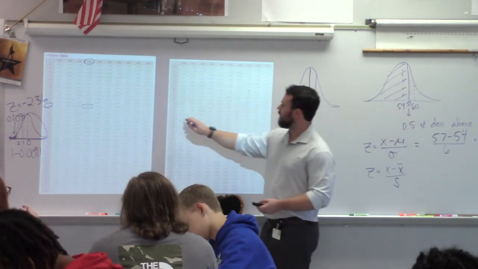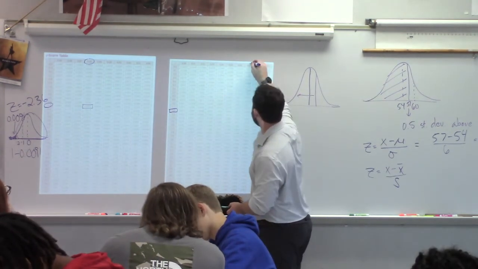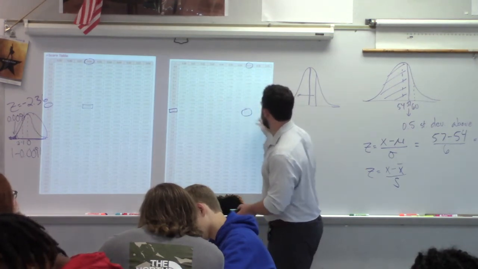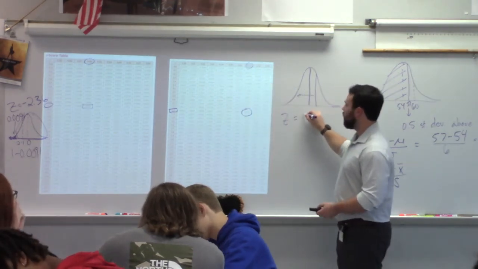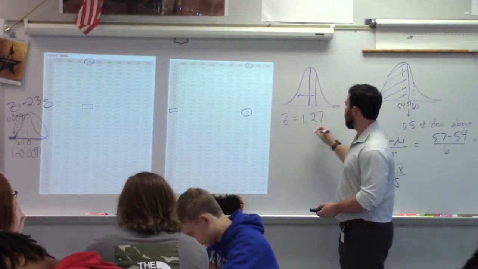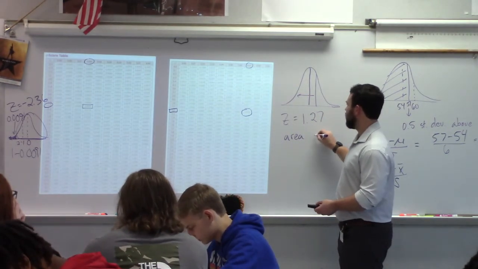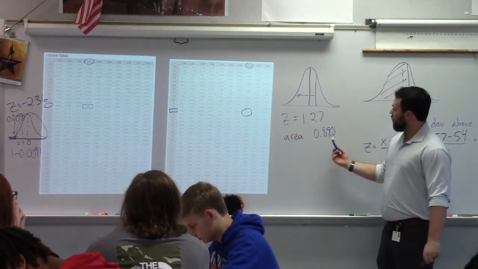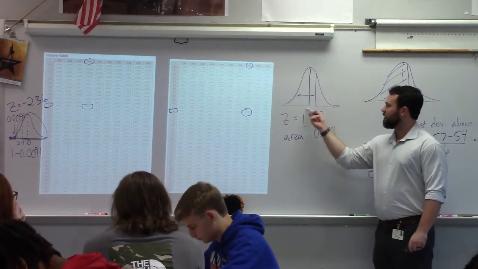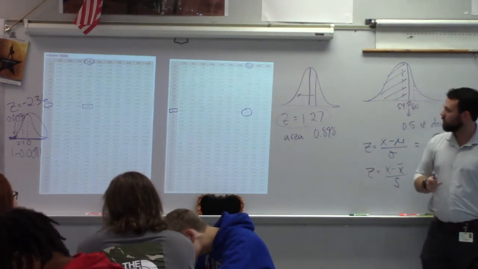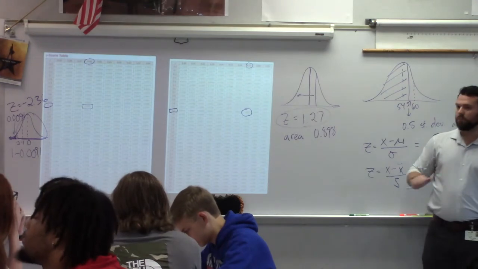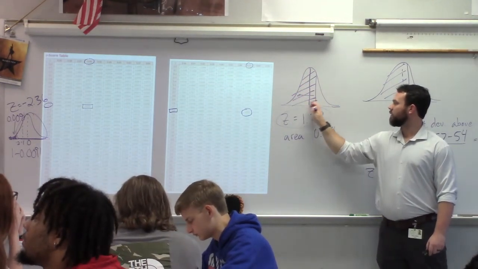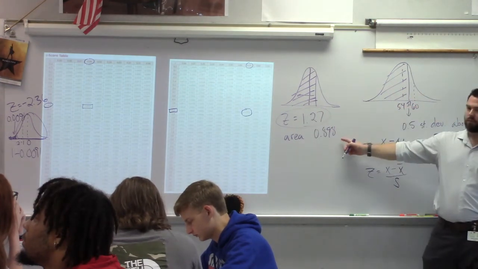If I look right here, and again I'm just picking something, 1.27, I come across and that's where they intersect. So if I have a z of 1.27, I'm looking at an area of 0.898. That means what is the area to the left of that z-score? So for 1.27, what's the area to the left of that? Nope, to the left.